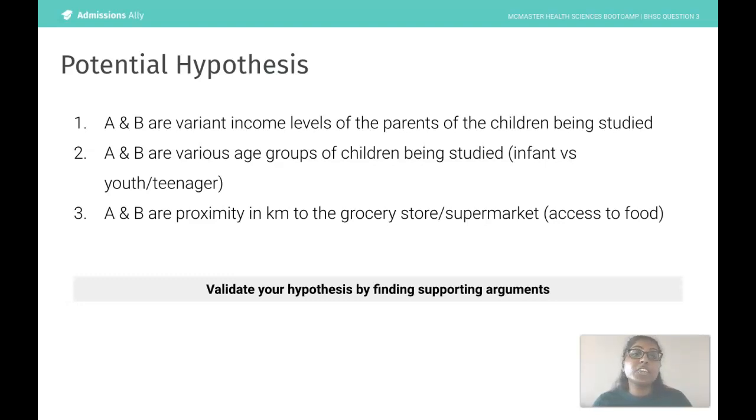They could be various age groups of the children being studied, whether they're an infant, a youth, or a teenager. Or it could be the different proximity in kilometers to the grocery store and the supermarket. And now it's time for me to validate my hypothesis by finding those supporting arguments.